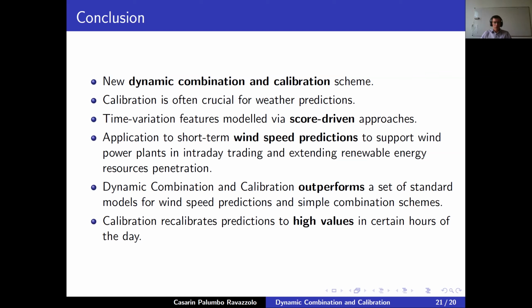Returning to the model, I already mentioned the score driven approach. As I said, we do show that our dynamic combination calibration model outperforms standard individual models and also simple combination schemes. And probably the most important result in the paper is that calibration seems to recalibrate predictions to high values. As we were mentioning, it seems that it's difficult for standard statistical econometric models to assign a lot of mass to large values in the exercise we have. It would be nice to test if it's also true in a country with a lot of wind, in a period where there is not a lot of wind at the moment.